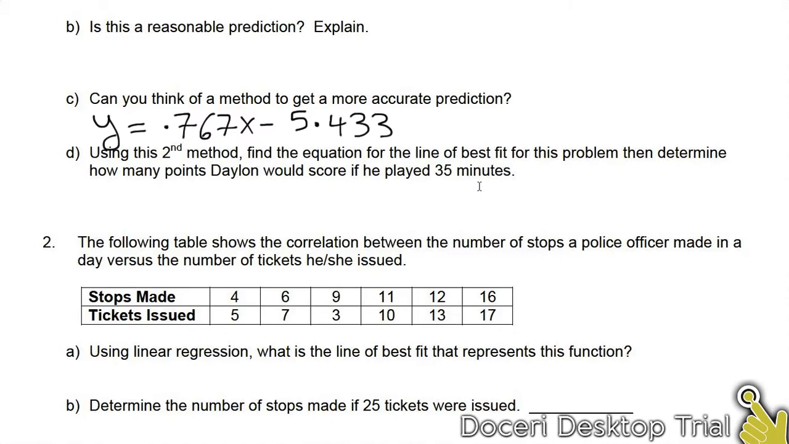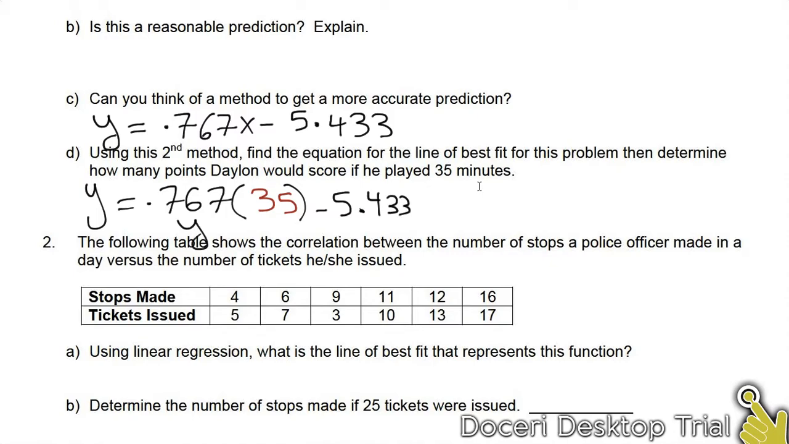5.433. And when they tell you 35 minutes, if you go back to the table, you're going to see that the minutes is the x. So you plug in 35 for x. When you calculate that, you're going to see that y is equal to 23 points. And that's almost equal to the number I got there, but this is a more accurate answer.